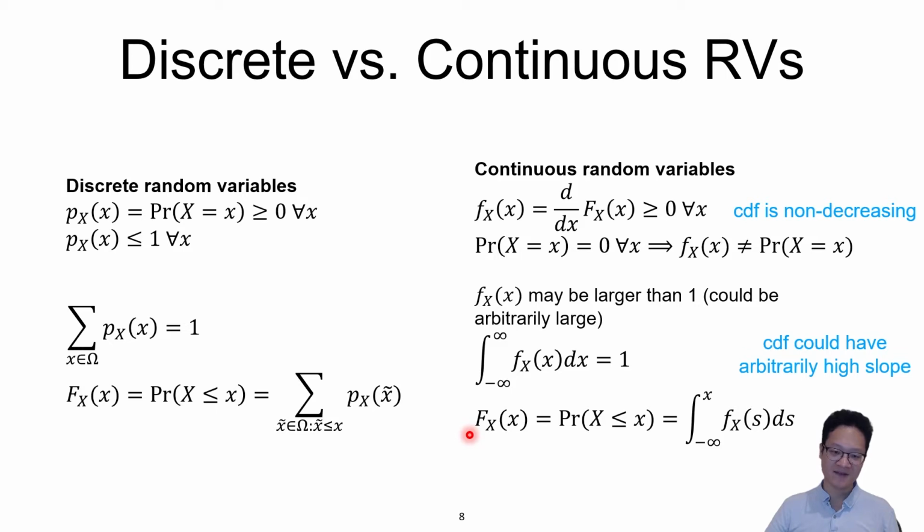And finally, the CDF, capital F_X of x, equals the probability that capital X is less than or equal to little x. So this is just integrating from negative infinity up to x. And of course, we have to use a different variable to denote the variable that we're integrating.